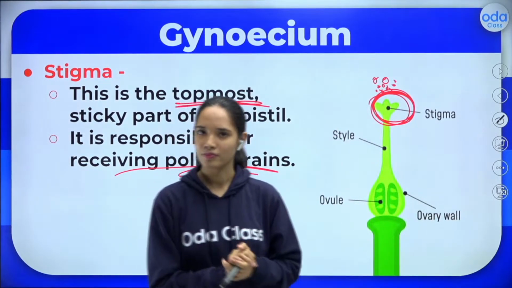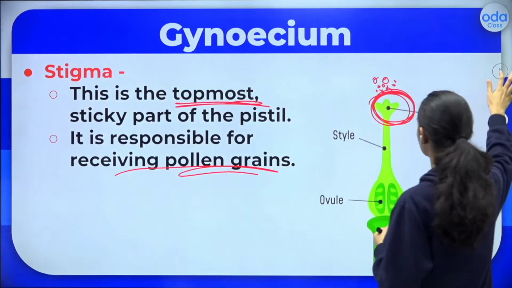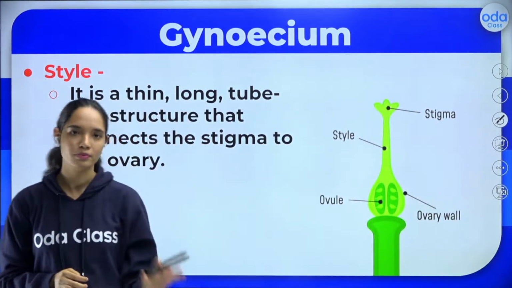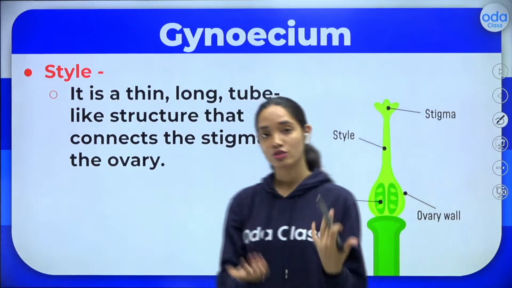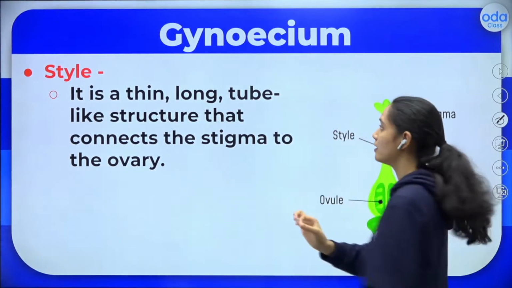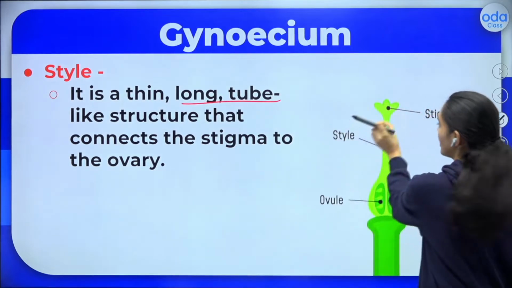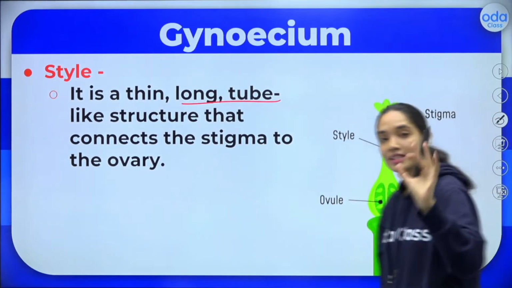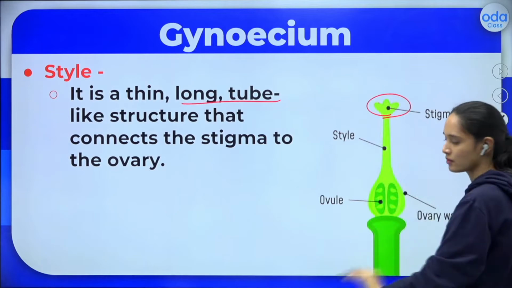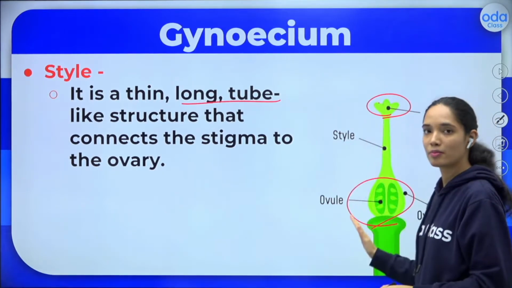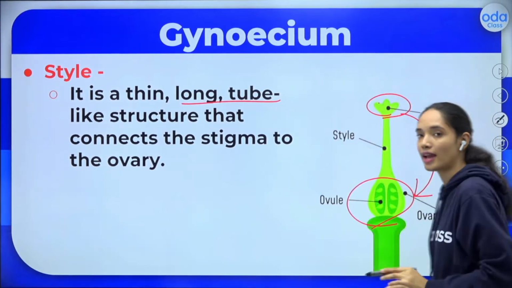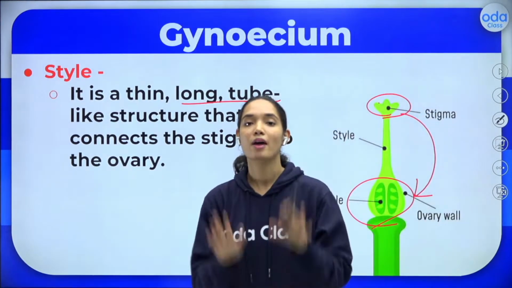So now we are done with stigma. Let's move ahead and learn the next part, that is your style. This style acts like a straw or a tube, the way we use a straw to drink juice, isn't it? Similarly, this style is a thin, long tube-like structure which is connecting stigma to the ovary. This is your stigma, this is your ovary, and what is there in between? It is the style. Style is connecting stigma to ovary.